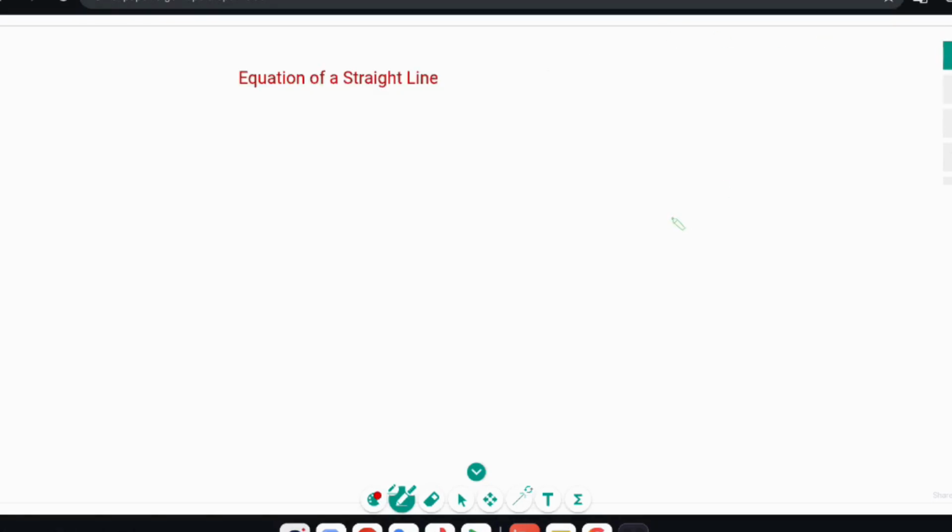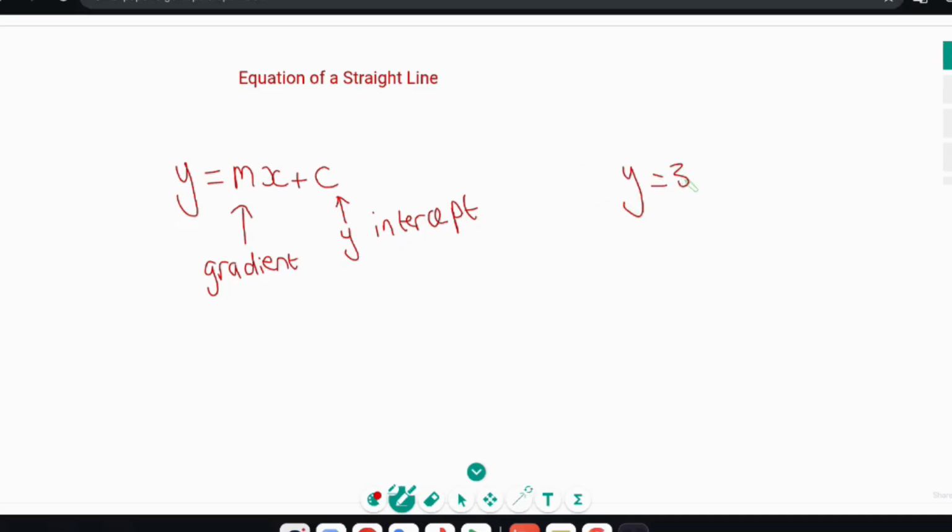Now, to find the equation of a straight line, it's always in the form y equals mx plus c. M is your gradient, which tells you how steep the graph is. And c is the y-intercept, which is where your graph crosses the y-axis. And then once you've found those two things, your answer would look something along the lines of this, y equals 3x minus 2. And that equation gives you the relationship between the variables x and y.